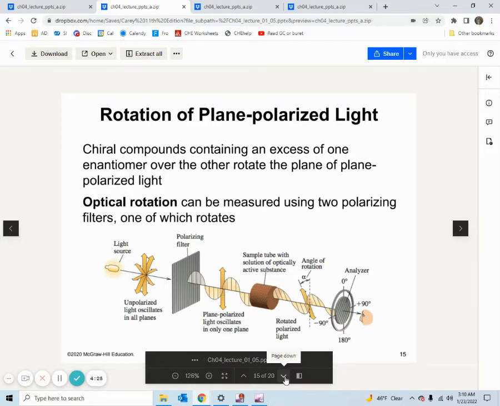We have a sample tube with a solution of optically active substance and may rotate the plane polarized light as shown by angle of rotation alpha and as observed at an analyzer. As shown here, optical rotation is measured using 2 polarizing filters, one of which rotates the light.